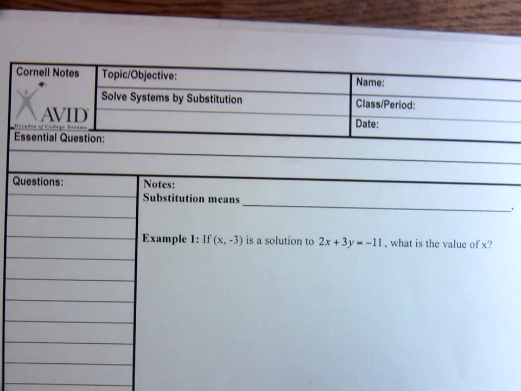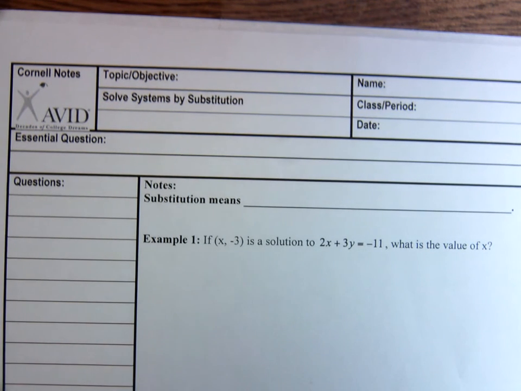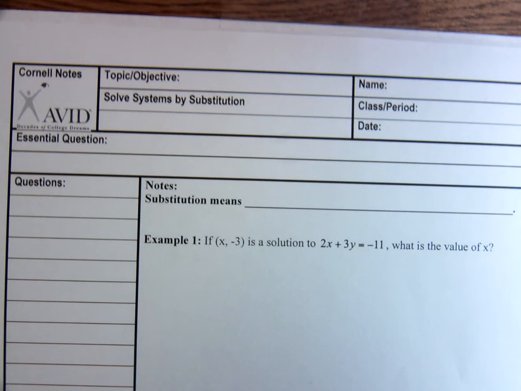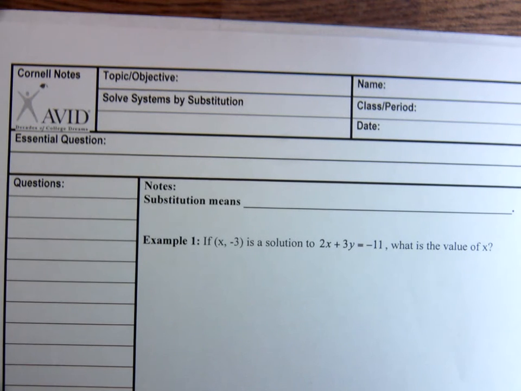Hi everyone, today we are going to talk about solving a system of equations by using a method called substitution. Remember, a system of equations has two or more equations, and they each have one or two variables. So what we're going to do is first give a definition of substitution.